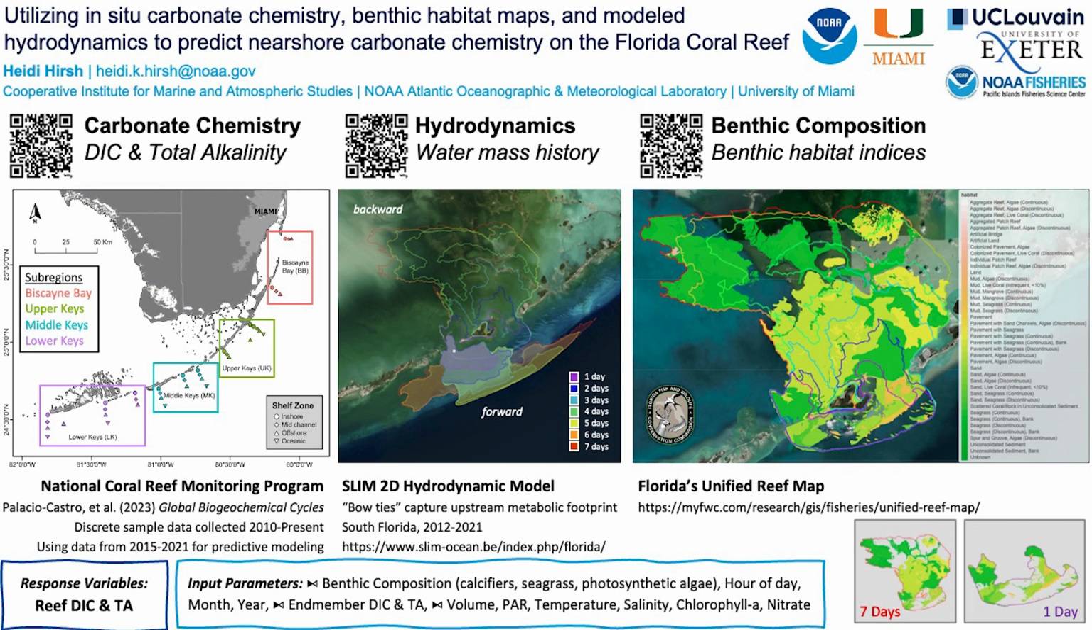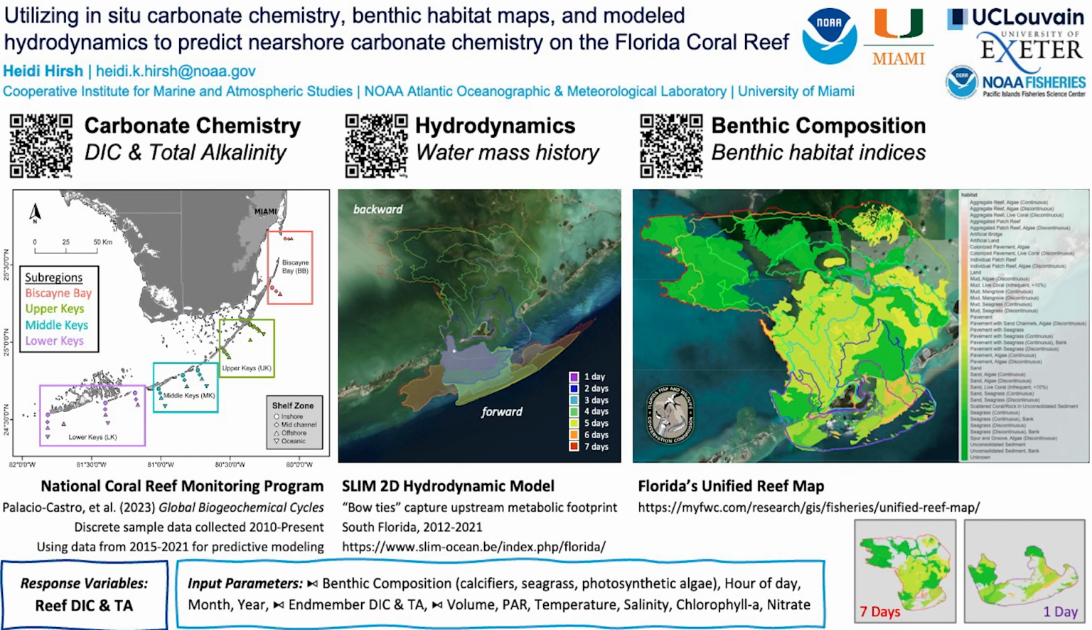So I'm working with a slim 2D hydrodynamic model for South Florida to define these zones of influence. I'm calling them bow ties because a lot of them end up looking like bow ties when I look at the backward trajectories and forward trajectories. These polygons are like 1 day, 2 days, 3 days, however many days you want to look back at where that water mass had been before sampling at a particular site. So I'm doing that for all of our discrete sampling points.